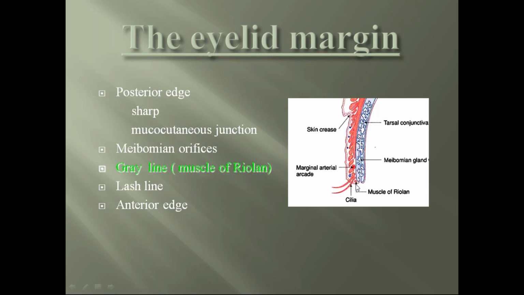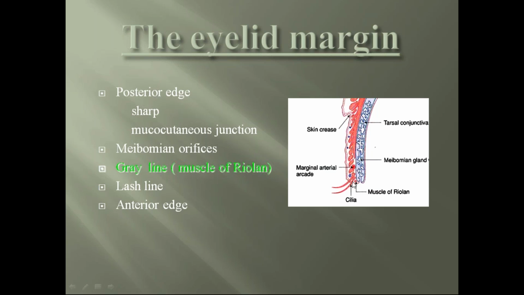Both posterior and anterior margin are divided into exactly equal halves by a small muscle called the muscle of Riolan, which is present in the center. Just above that, there is a gray line. If you just see the lid margin, you will see a small, faint gray line extending along the lid margin. That exactly divides the lid margin into two halves, anterior half and posterior half.